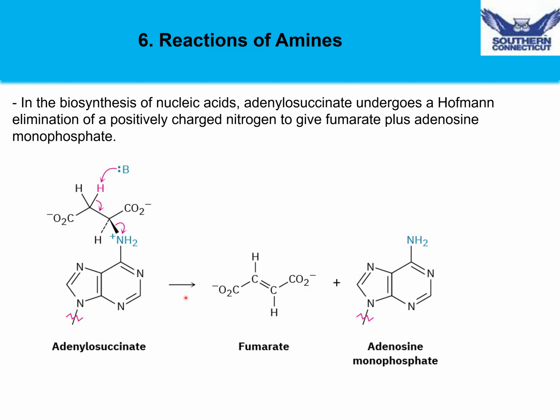The Hofmann elimination appears in the biosynthesis of nucleic acids, specifically adenosine. Adenosine is made in part by a Hofmann elimination of this compound here, which involves removing a hydrogen with base, leading to a double bond after elimination of this positively charged nitrogen. That produces fumarate, which has a double bond as shown here. It also releases adenosine monophosphate.